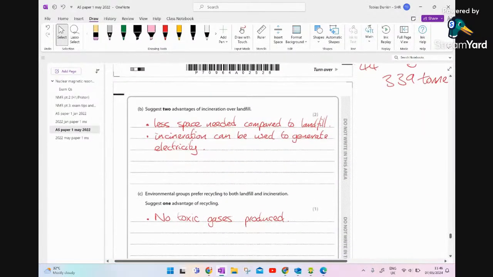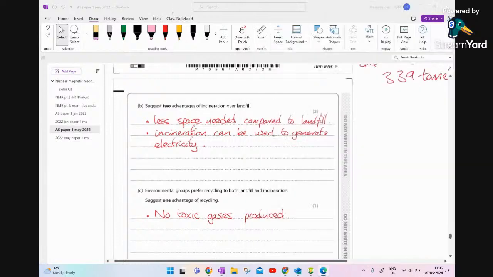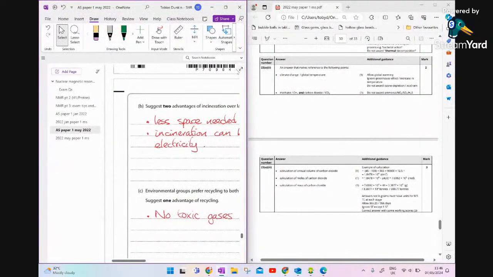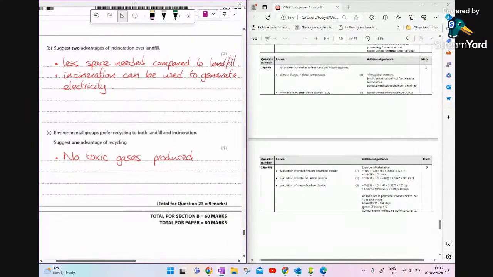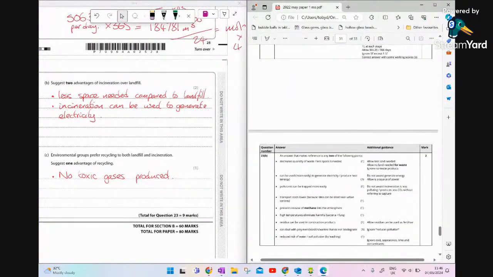Suggest 2 advantages of incineration. Let me see if I can finish off the paper marking and then I'll move on. Two advantages. Okay, darn it. So decrease quantity, less space is needed. Love it. Incinerator can be used to generate electricity. Love it. Heat energy, generate electricity.